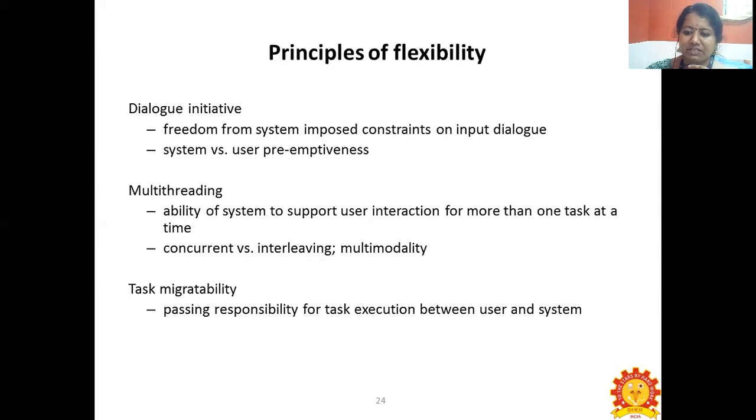Next is the multi-threading, which is the ability of a system to support the user interaction for more than one task at a time. Here we'll be having a concurrent versus interleaving or multimodality. The third principle is the task migratability. So here we'll be passing the responsibility for the task execution between the user and the system.